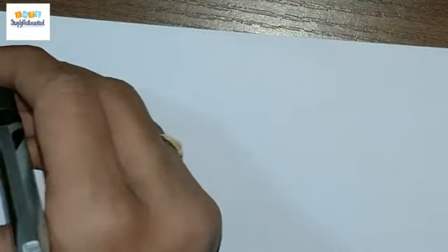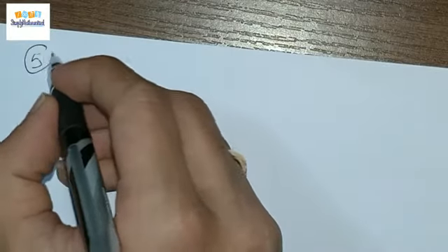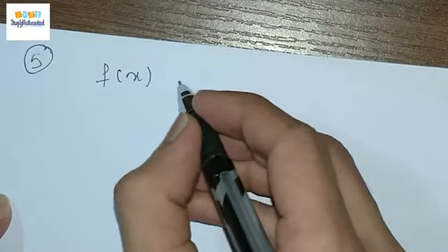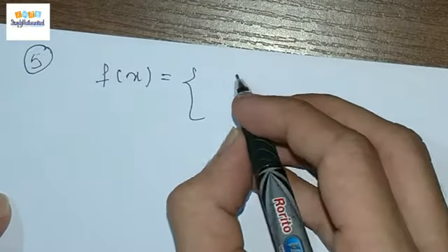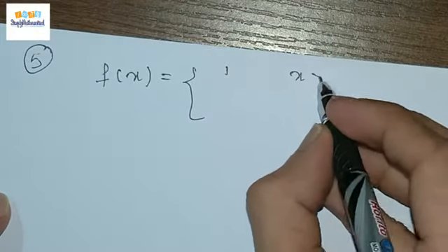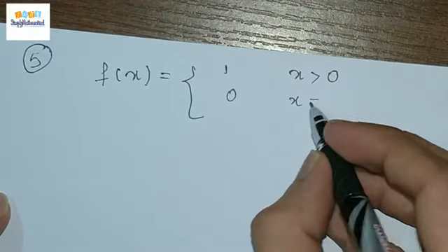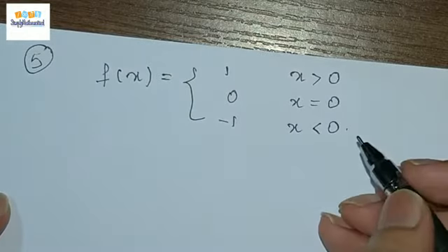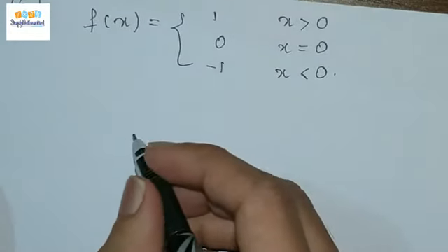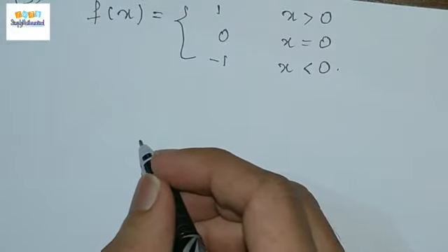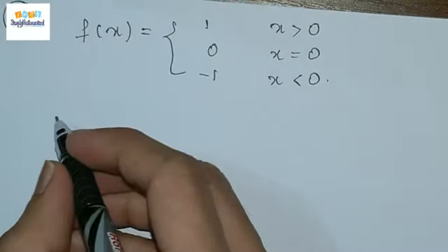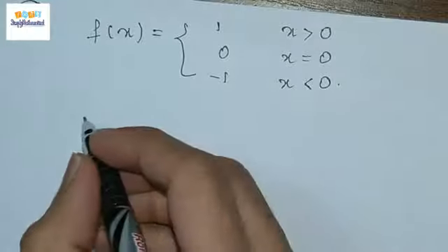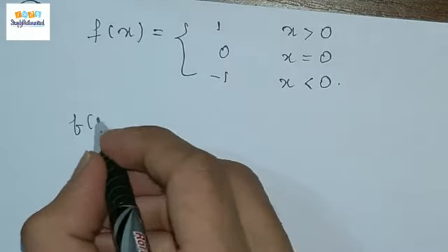So f(x) is equal to 1 when x is greater than 0, 0 when x is equal to 0 and minus 1 when x is less than 0. We have to show that this function is neither one-one nor onto. See, what you do is you take f at 1.